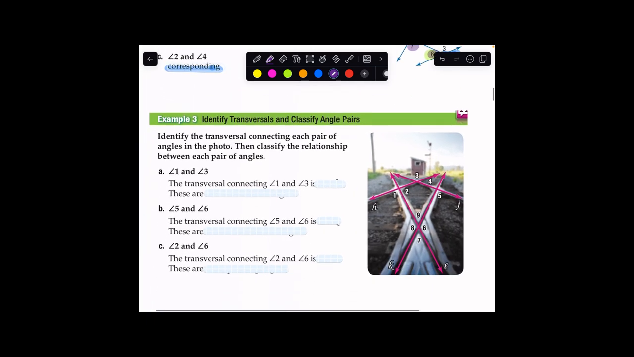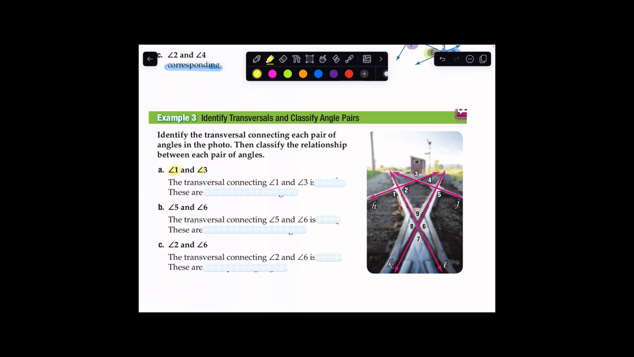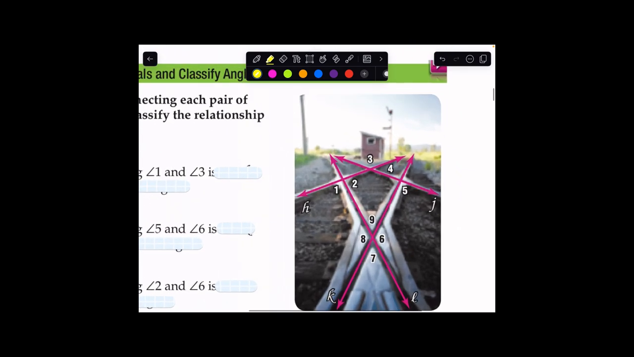And example 3, identifying transversals and classifying angle pairs now with multiple intersecting lines. So first we need to identify the transversal connecting each pair of angles, then classify the relationship between each pair. So first up, angles 1 and 3, find those in the diagram. Here's angle 1, here's angle 3. Notice that here's the actual vertex of 3, here's the vertex of 1. Go ahead and connect those dots. And which line have we run our pen along? That would be line H. So the transversal between angles 1 and 3 is line H.